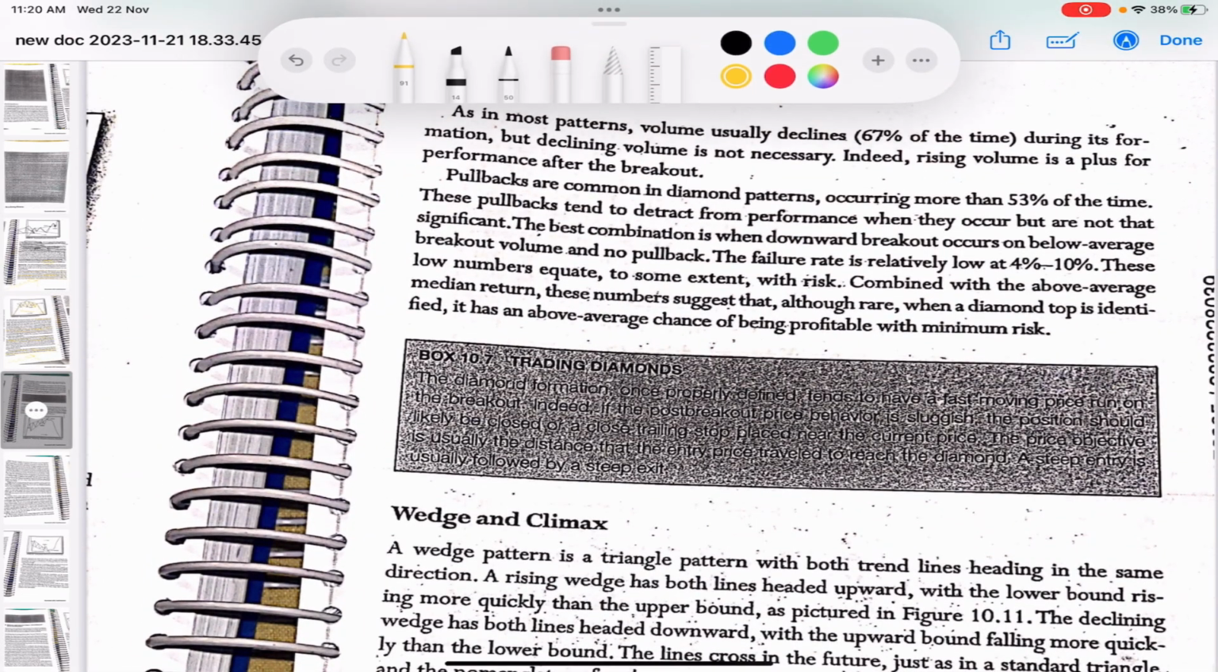All right. And when we talk about the volume, it usually declines during its formation, and indeed, rising volume is a plus if it happens after the breakout. This is very common for most of the patterns: we really want the volume to be low in the formation, but extremely high when the breakout happens, because that basically gives you a sort of confirmation before you enter a trade in the particular direction.